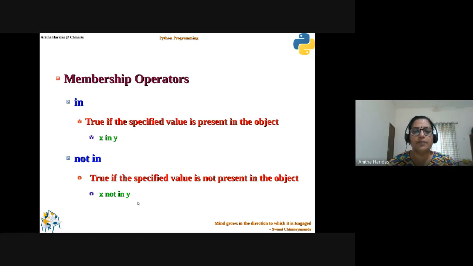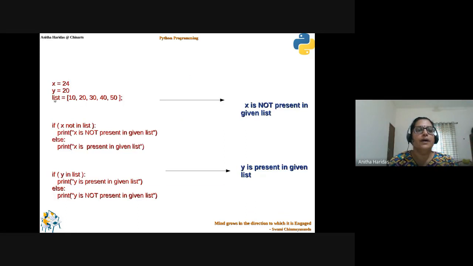So let us see an example, then it will be more clear for you. Assume these are the values that we are going to have. For X, I am having 24. For Y, I am having 20. And I'm declaring a list, right? All of us know how to declare a list. We will have a square bracket. Inside the square bracket, we can give the values separated by commas. And it need not always be the same data type. It can have different data types also. Now here I am going to have a list of integers. So I have 10, 20, 30, 40, 50 assigned to list.